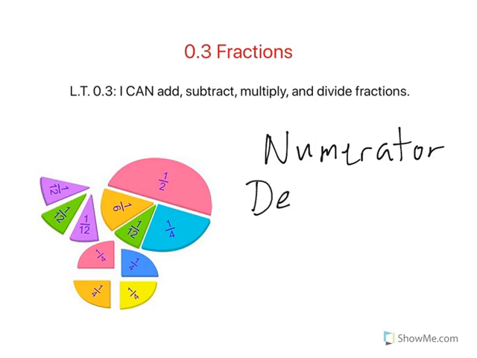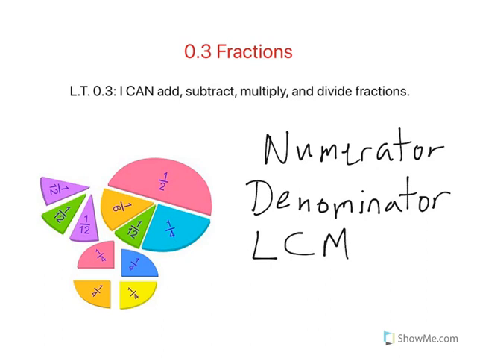The bottom number is called the denominator. So anytime we talk about the denominator, we're talking about the bottom number of the fraction. You'll hear me say those two a lot. Also, we'll talk about the least common multiple, or abbreviated LCM, and that is just a number that two other numbers can multiply to equal, and it's the smallest number that those two numbers can multiply to equal. For example, the least common multiple of 2 and 3 would be 6, because 2 times 3 is 6 and 3 times 2 is 6.